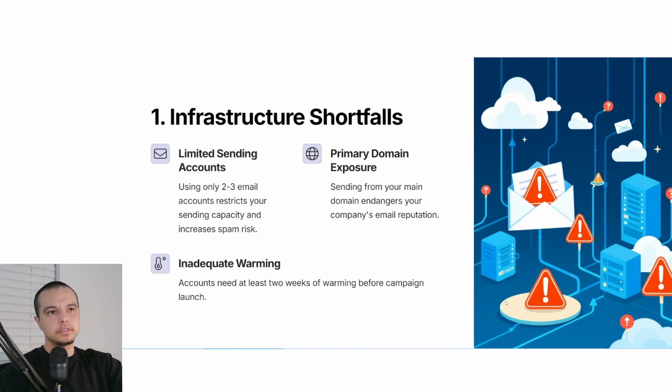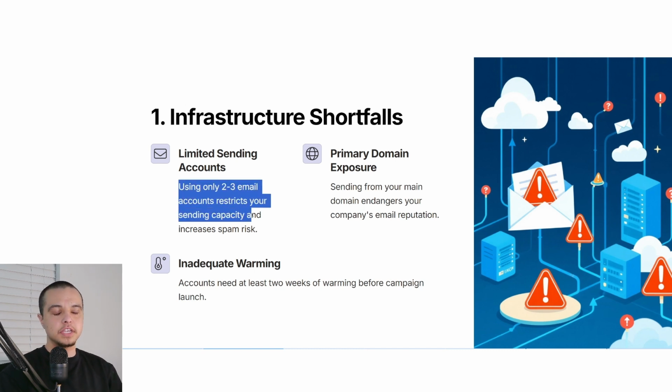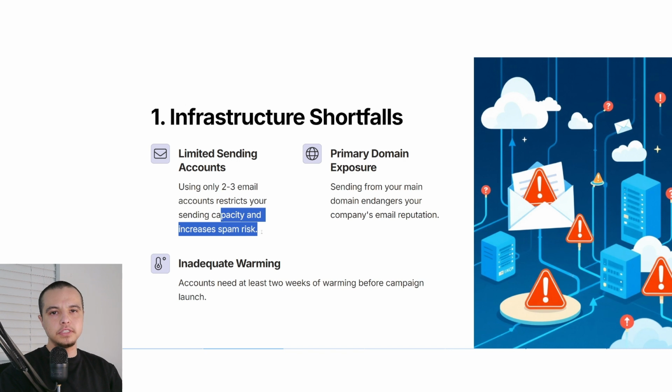You'll go immediately to the spam box, and you want to get right into your buyer's inbox, not into their spam inbox. So number 1 is limited sending accounts. Whenever I'm doing these audits, I see people using 2 to 3 email accounts, and they're sending 200 emails per email account. That will restrict your sending capacity. You can only send a few hundred. And it increases your spam risk. Basically, I guarantee you, mostly all of those emails are going to the spam box.